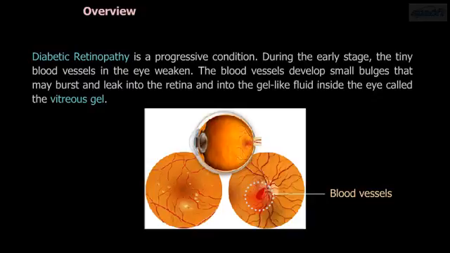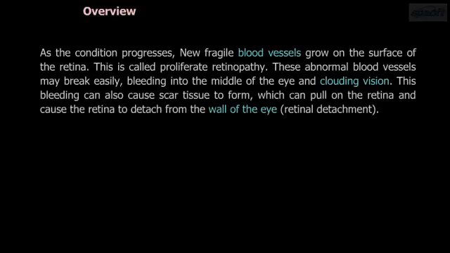As the condition progresses, new fragile blood vessels grow on the surface of the retina. This is called proliferative retinopathy. These abnormal blood vessels may break easily, bleeding into the middle of the eye and clouding vision. This bleeding can also cause scar tissue to form, which can pull on the retina and cause the retina to detach from the wall of the eye, which is known as retinal detachment.